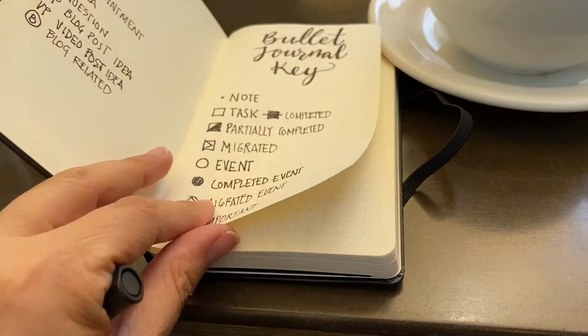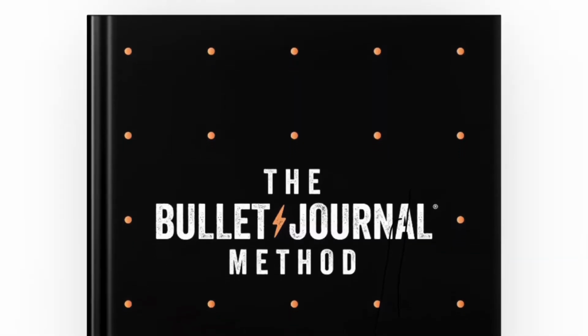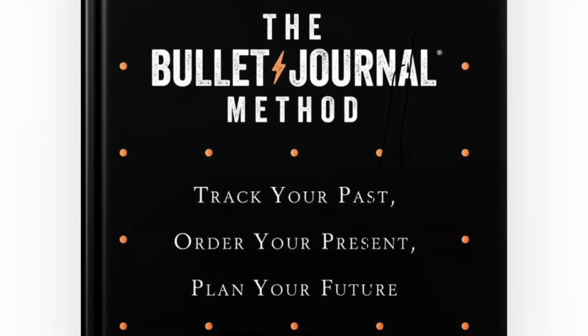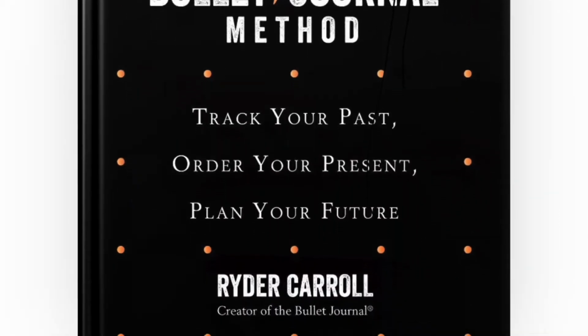Today we're going to be talking about using a bullet journal to organize your life, your goals, your calendar. The Bullet Journal Method is the title of the book, and it was written by Ryder Carroll as a way to organize his life, his goals, his calendar. This method has been very beneficial in my life, so I'm going to be sharing some of the ways it has helped me and how I do it.